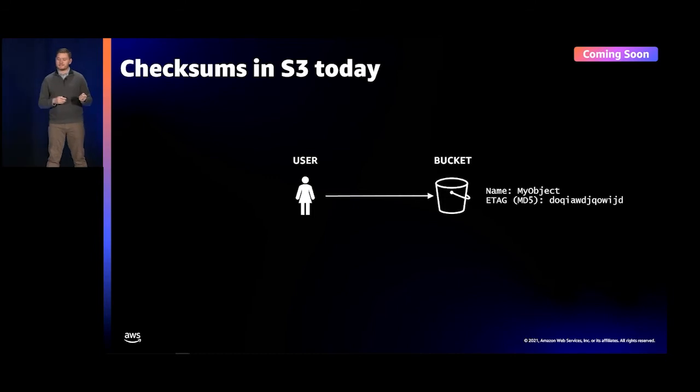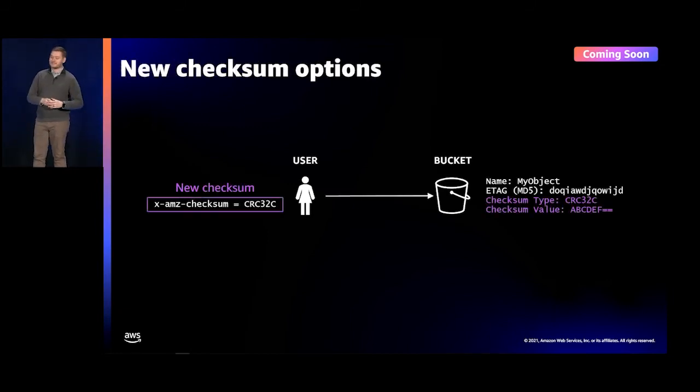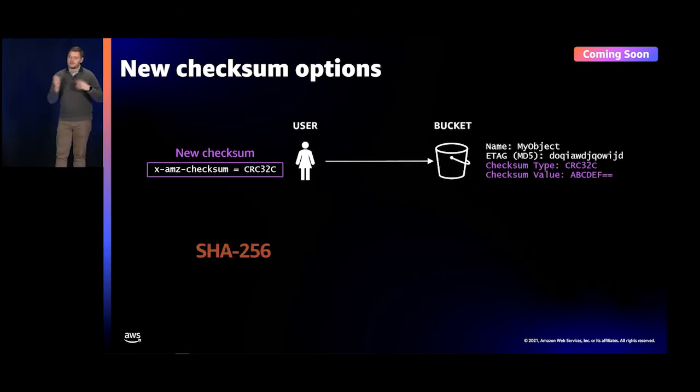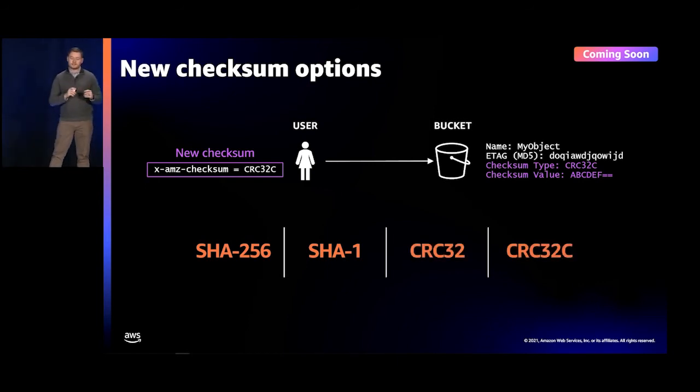To cover these use cases, we are excited to share that for the first time in the cloud, you can choose from 4 supported checksum algorithms for data integrity checking on your upload and download requests. The algorithms are secure hash algorithms and cyclic redundancy checks. Now you can choose a SHA-256, a SHA-1, a CRC32, or a CRC32C checksum algorithm, depending on the compliance or performance requirements of your application.